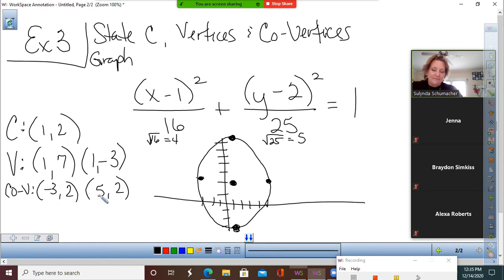If I add my x values together, negative 3 plus 5, I get 2. Divide by 2, I get 1. That's exactly where my center should be. I can always check to make sure I have the right point. Try another one of these. Exactly what I did here is exactly what you have to do for 3 and 4, and 5 and 6, and 7 and 8. So this is actually 3 through 8. Okay?